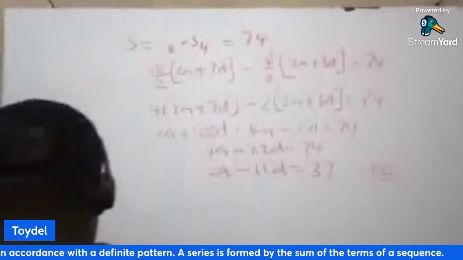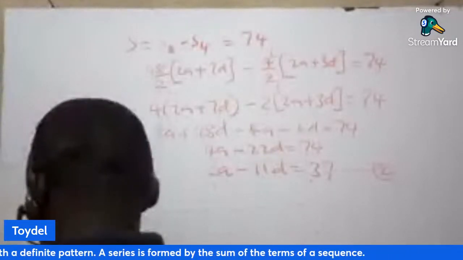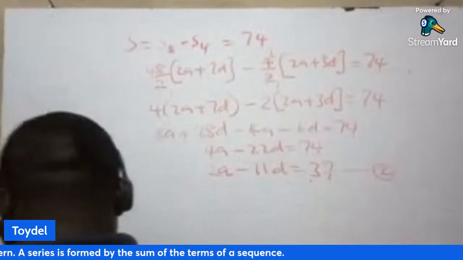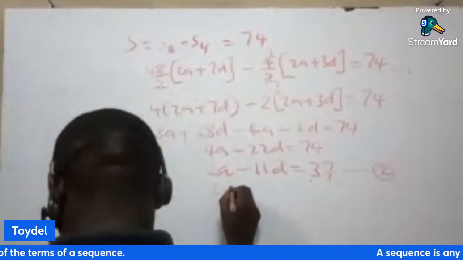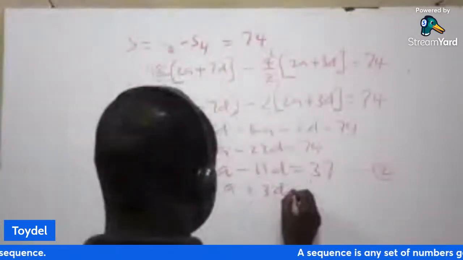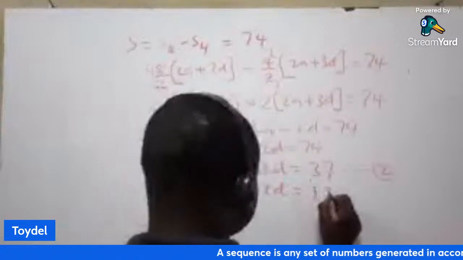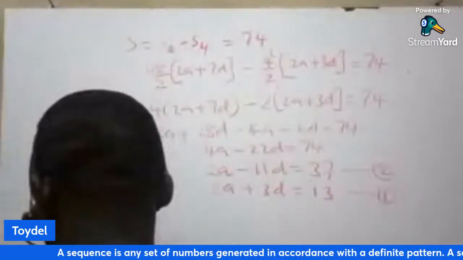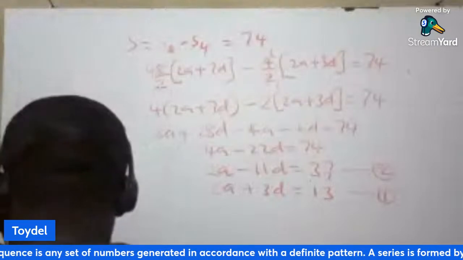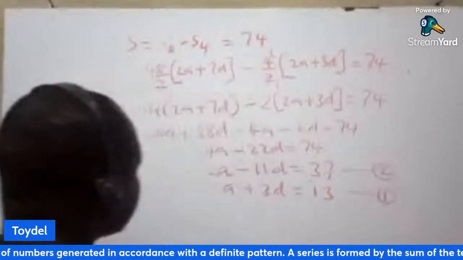So what is equation 1? We derived equation 1 to be 2a plus 3d equal to 13, equation 1. So in this case now, we have two equations with two variables. So we can solve this simultaneously.